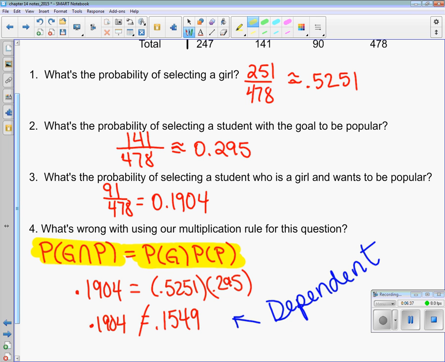And you want to write it in context. You want to say that girl and wanting to be popular, we'll say goal of being popular, is dependent on gender.